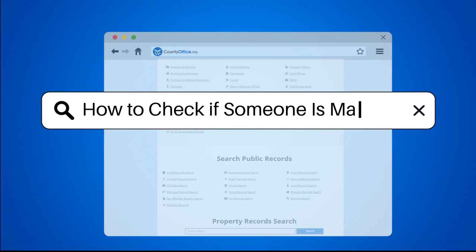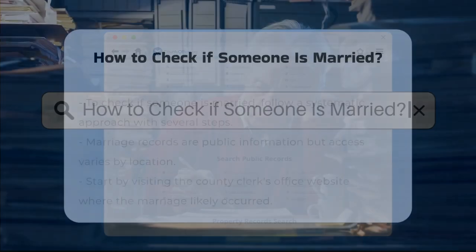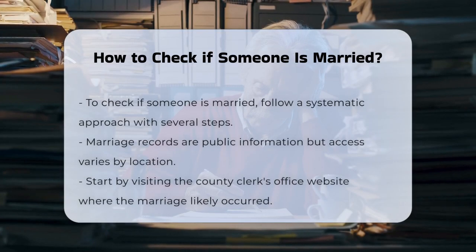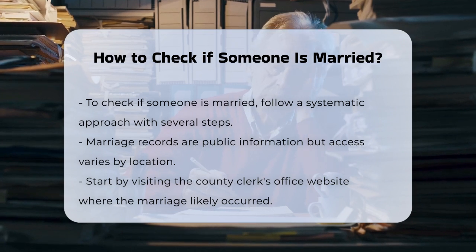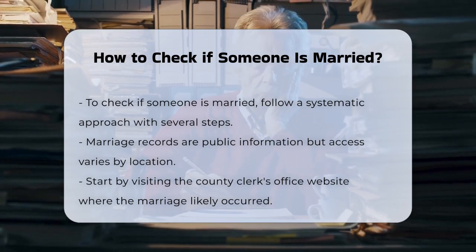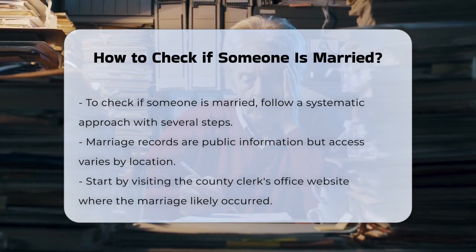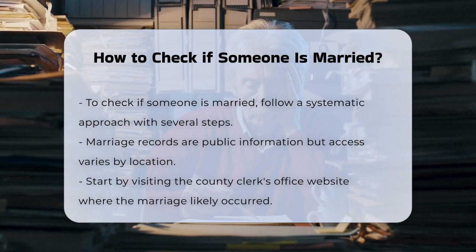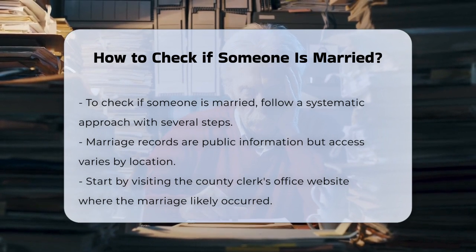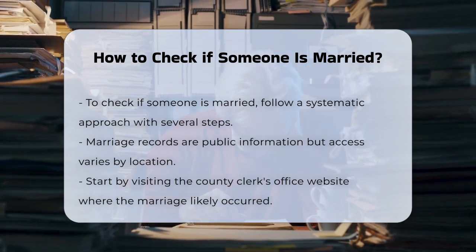How to check if someone is married. To determine if someone is married, you need to follow a systematic approach that involves several steps and various resources. Check marriage records. Marriage records are public information, but accessing them can vary by location. These records are typically stored at the county, town, or city level.